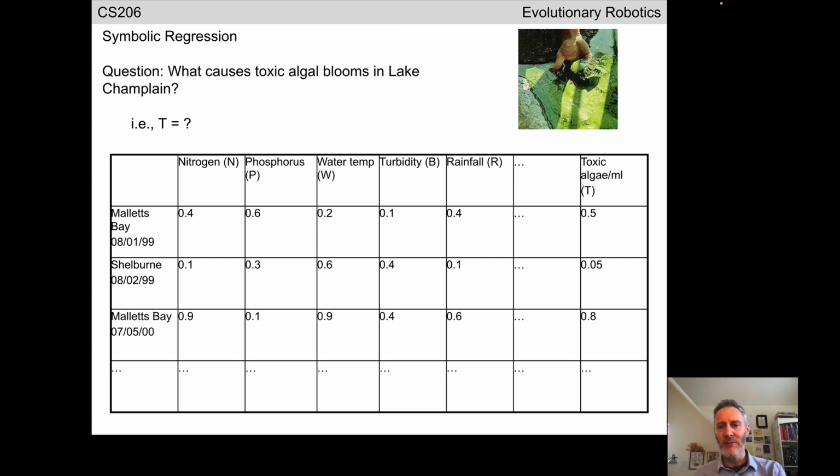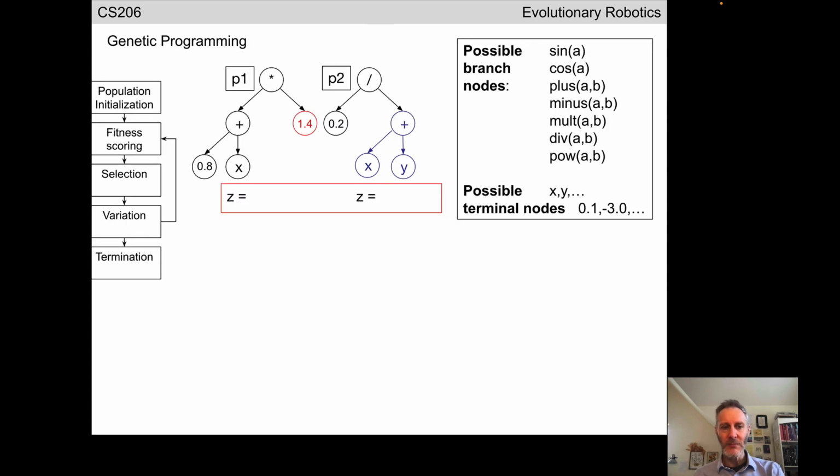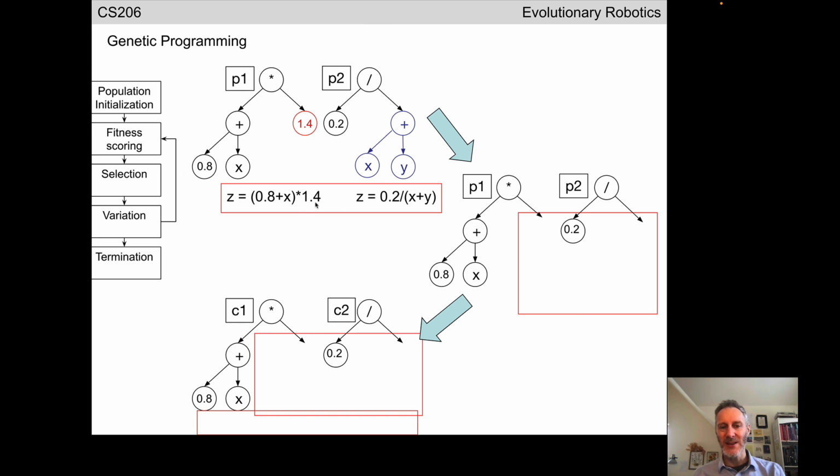Returning to our example of toxic algal blooms, let's assume that this equation is relatively good at predicting algal blooms, and this solution is also relatively good at predicting algal blooms. Let's imagine we created P3, P4, P5, and so on. Some of those were not very good at predicting algal blooms. Those particular genotypes, those particular trees were deleted, and these are the survivors.